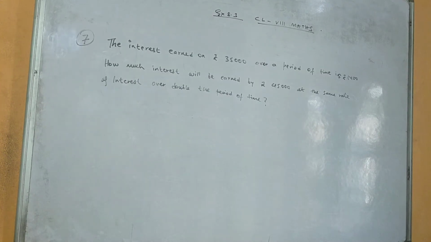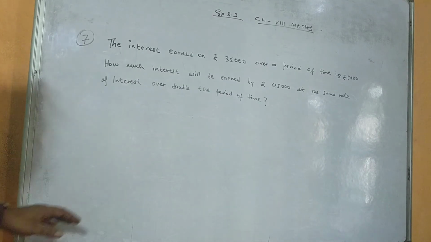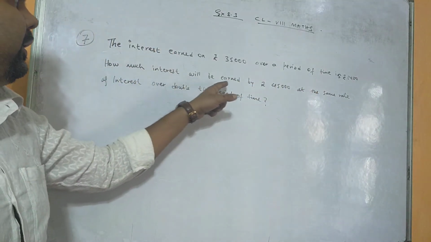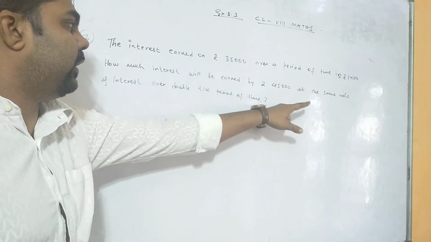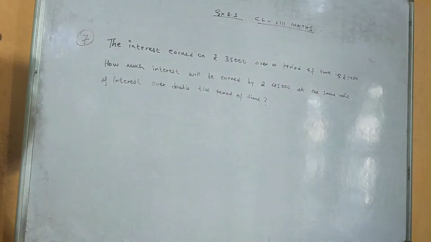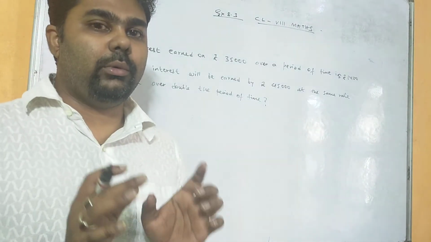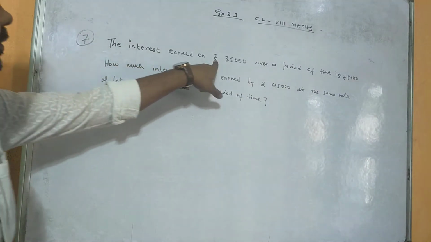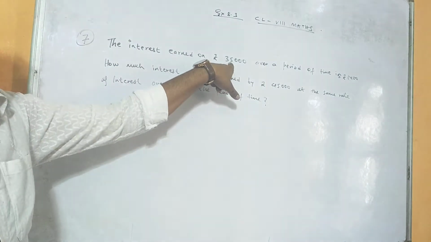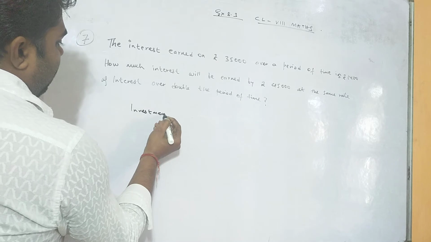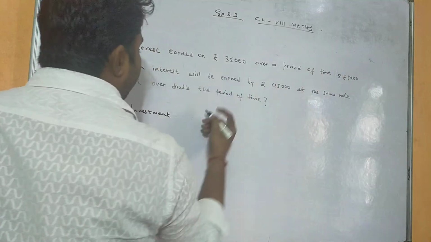Question number 7. The interest earned on rupees 35,000 over a period of time is rupees 1400. How much interest will be earned by rupees 45,000 at the same rate of interest over double the period of time? Okay, so for this type of word problem, first we will read the question properly and we will make two columns. What are the variables here? The interest earned on rupees this, that means this is our principal, that means investment, right? And this is our interest.